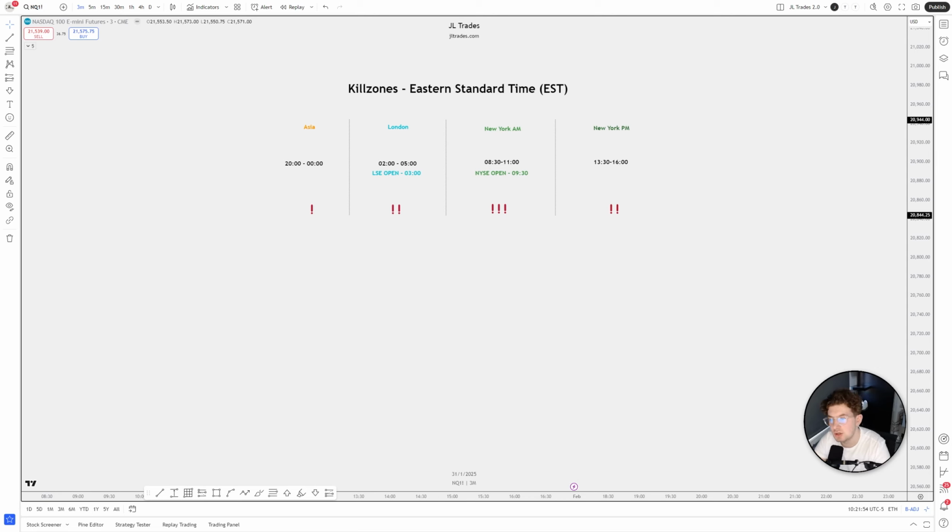Then you have lunch. Going into around 12 to 1 p.m., that is around lunchtime. You don't really want to be trading around lunchtime if you're trading these kill zones. So make a note of that.